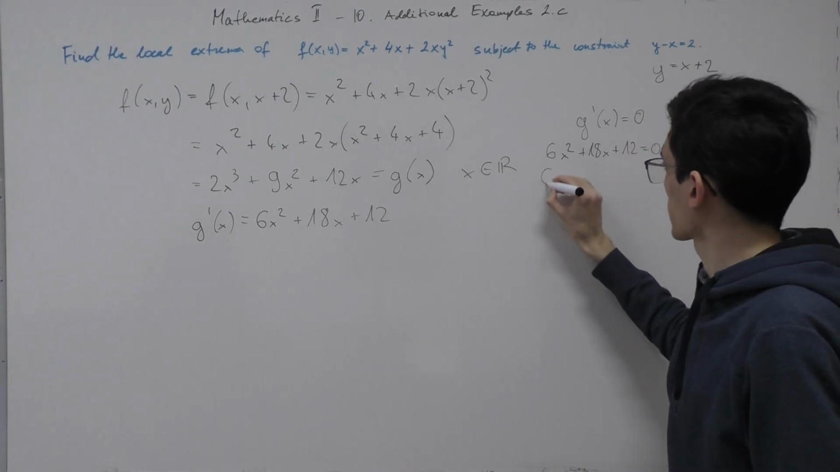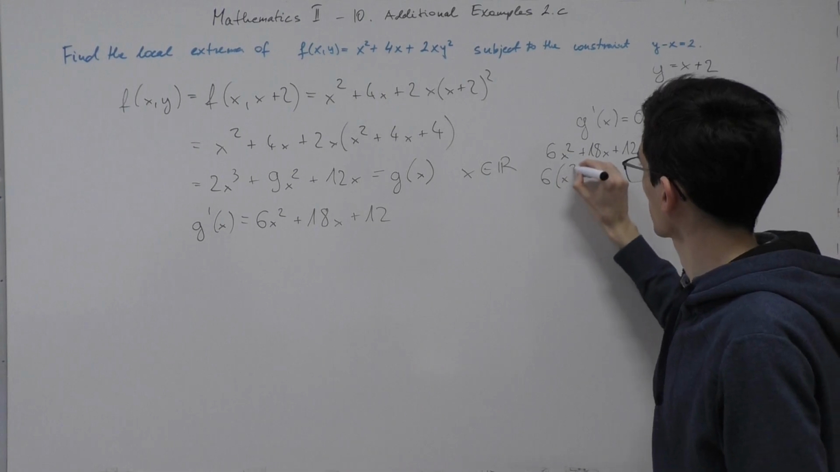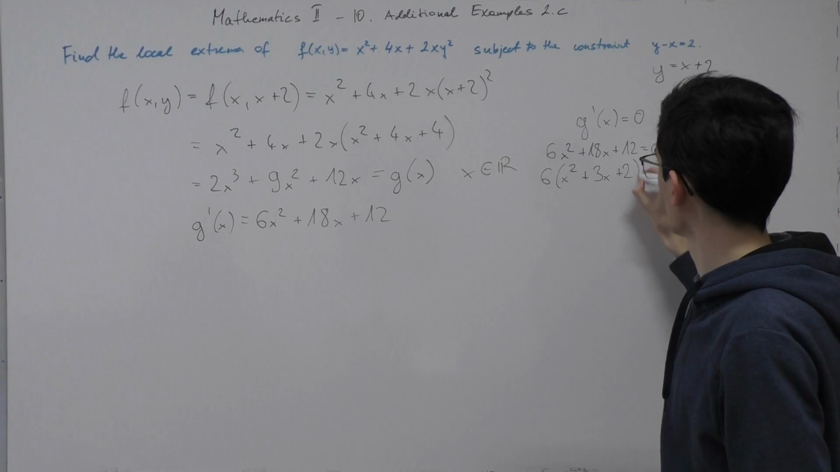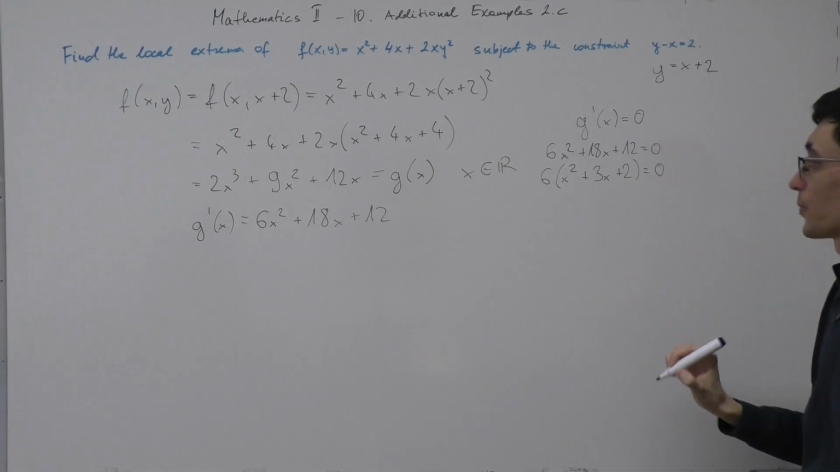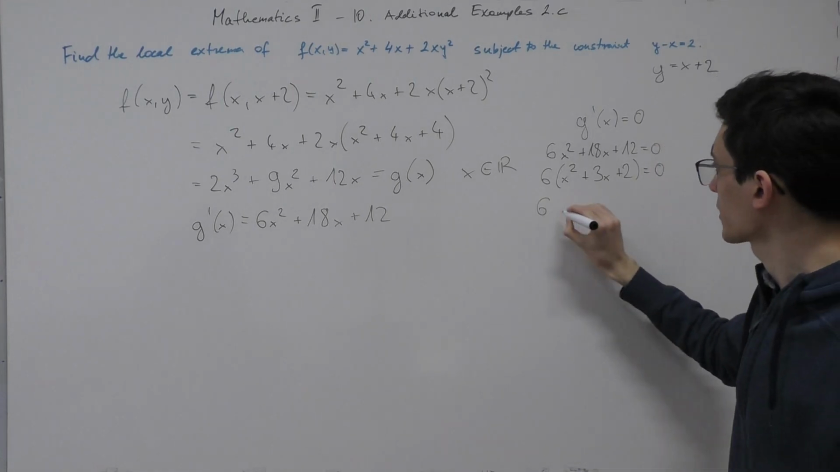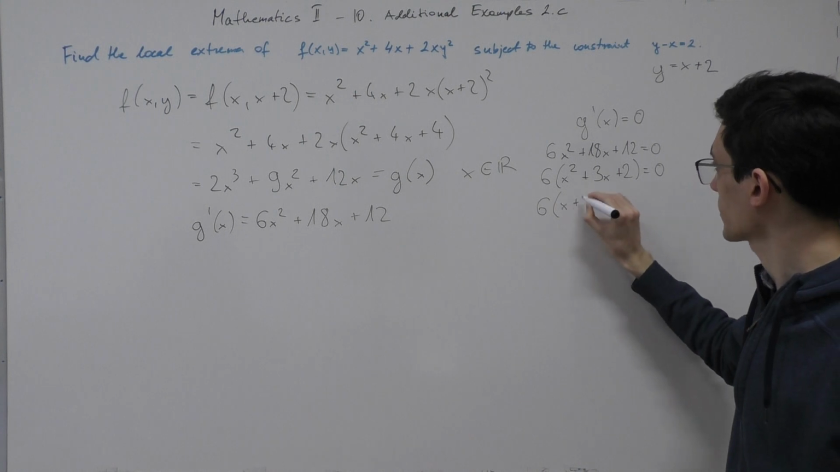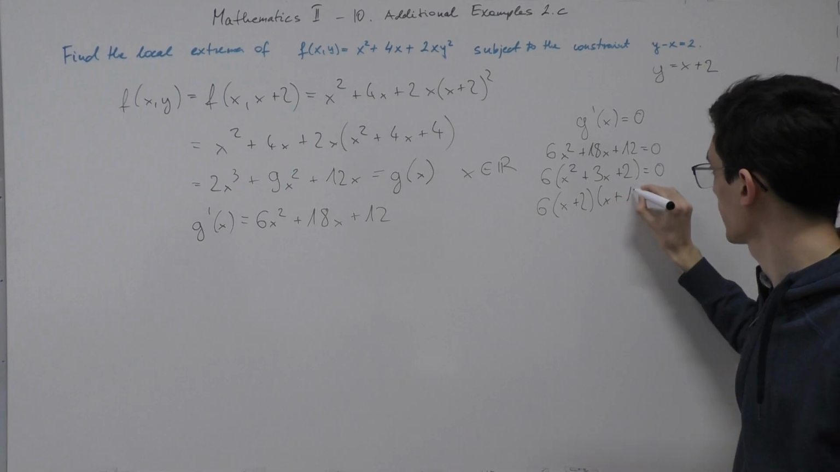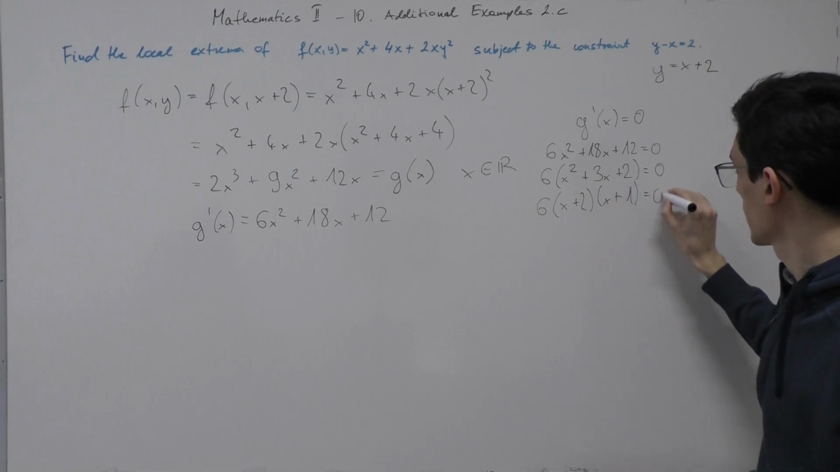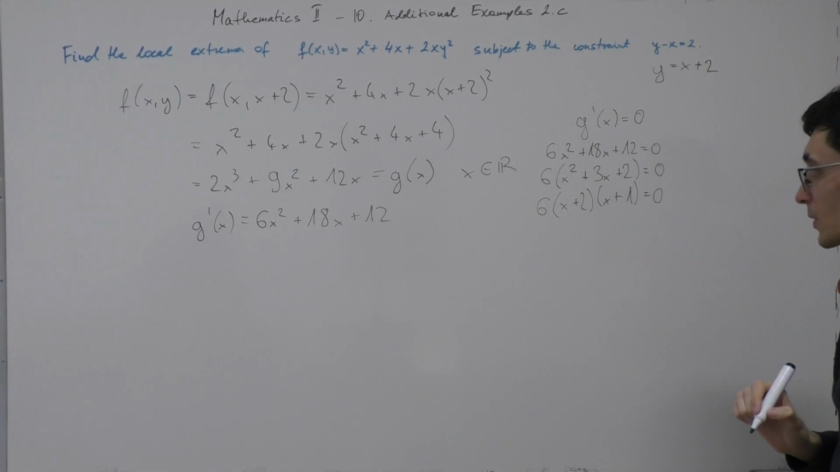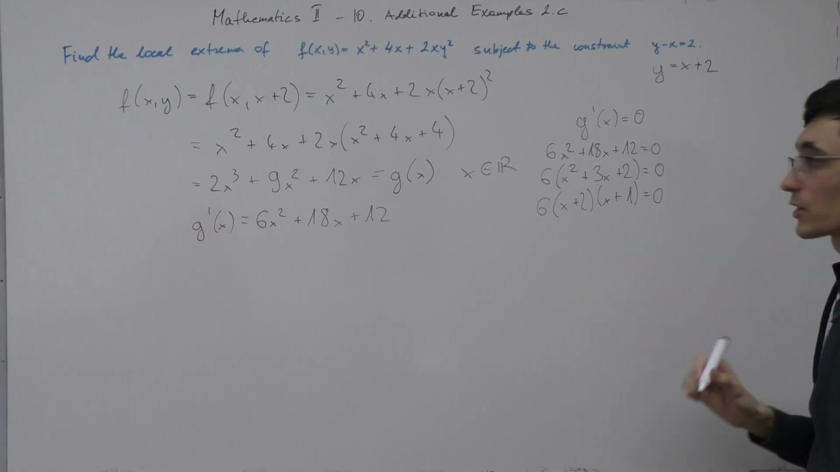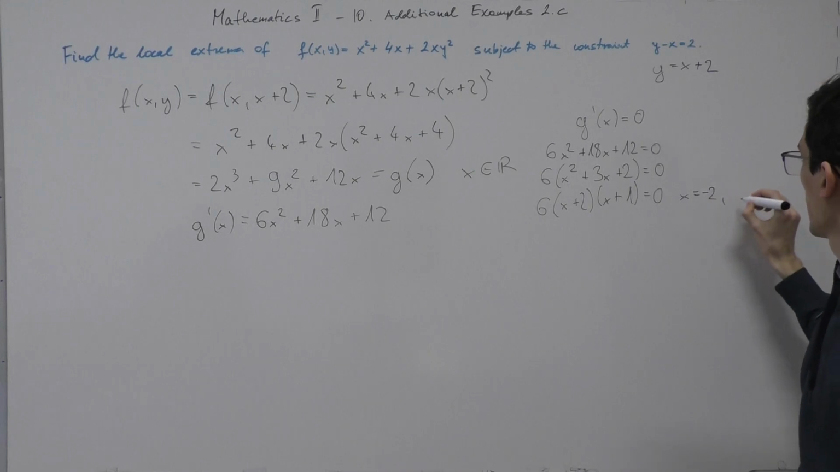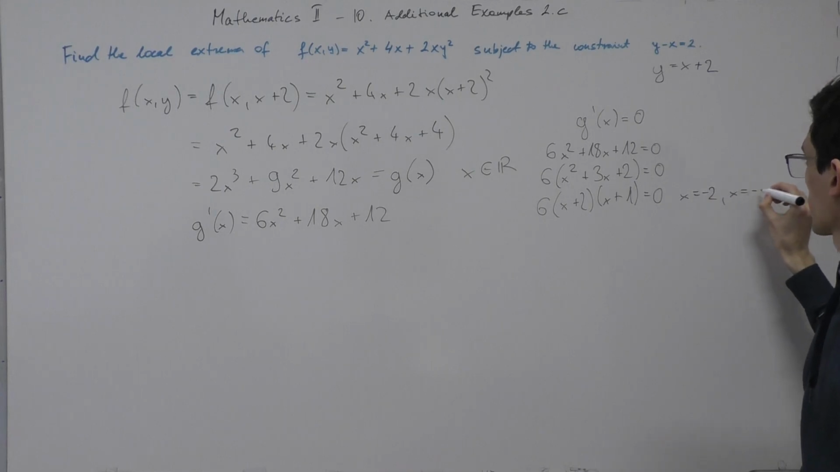and by factoring 6 we get 6 times (x squared plus 3x plus 2) equals 0, which is clearly 6 times (x plus 2) times (x plus 1) equals 0. Now we have found the critical points, which are x equals negative 2 and x equals negative 1.